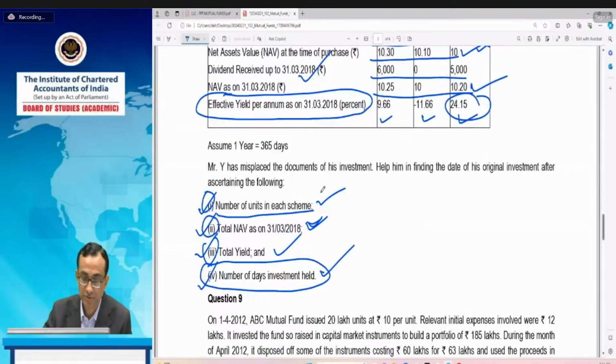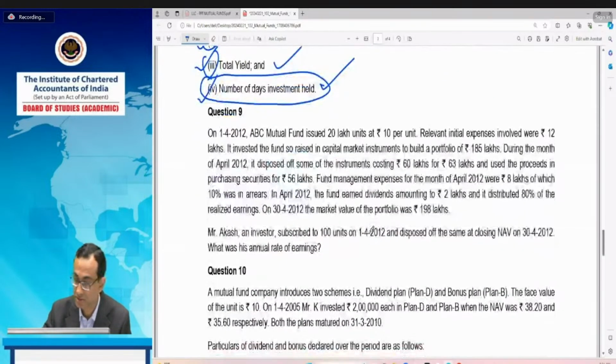So now we will proceed to the next question, which is question number 9. Just read the question and try to make out how this will be solved.